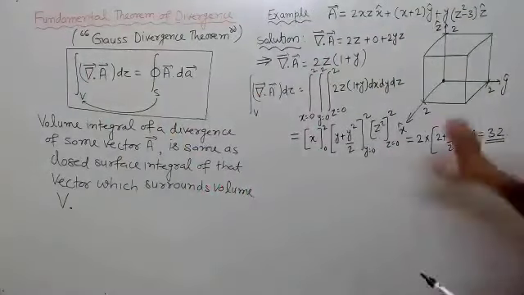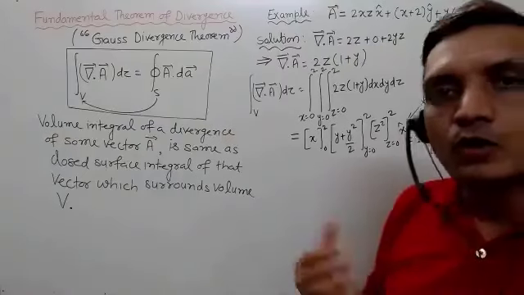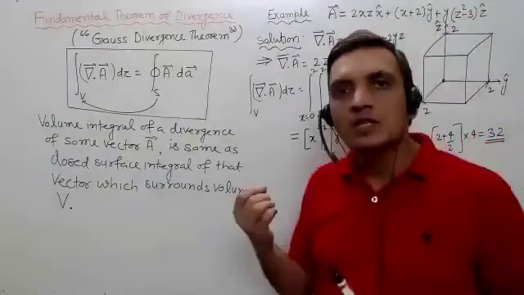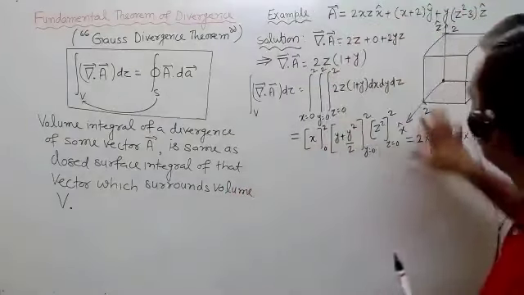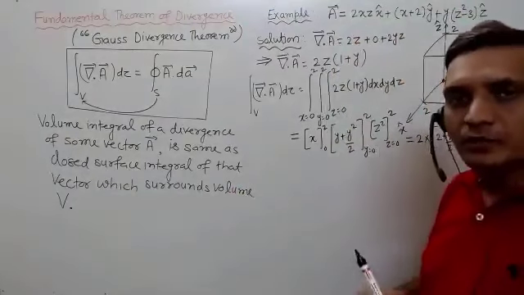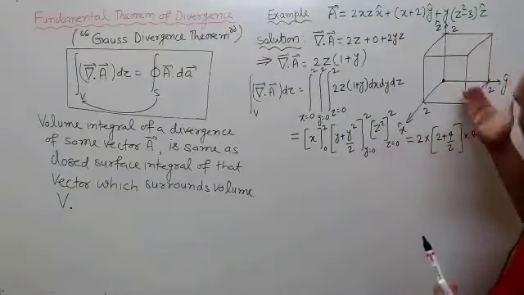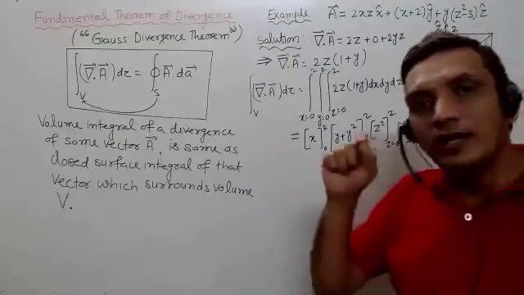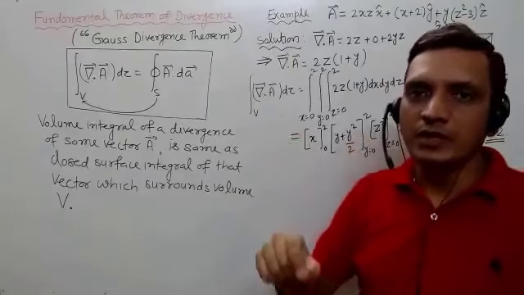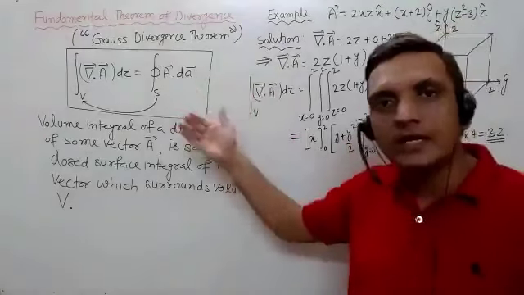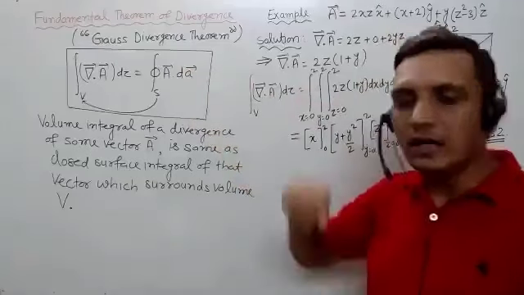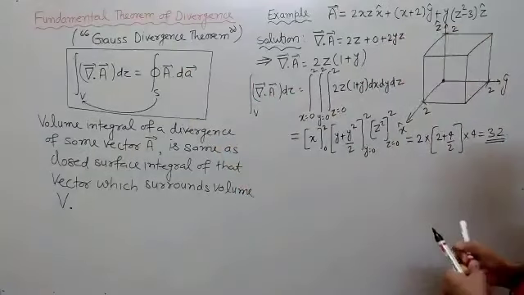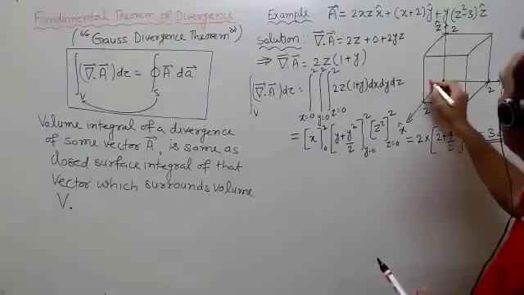Now you know that this volume is surrounded by closed surface. Any volume is surrounded by closed surface. So this volume is surrounded by how many surfaces? 6 surfaces. So on each surface, now you have to find surface integral. So we will see how to calculate surface integral in Cartesian coordinate. So let us see surface 1.